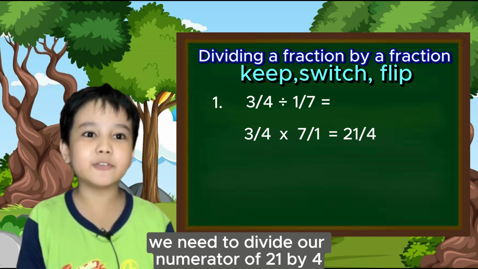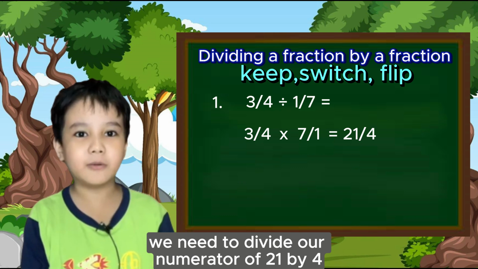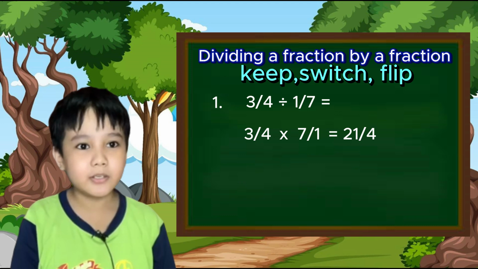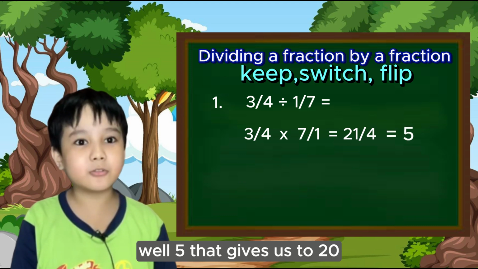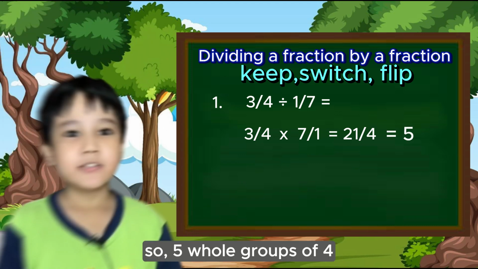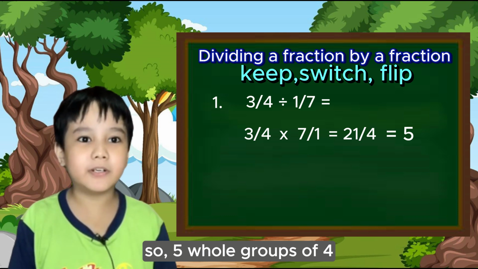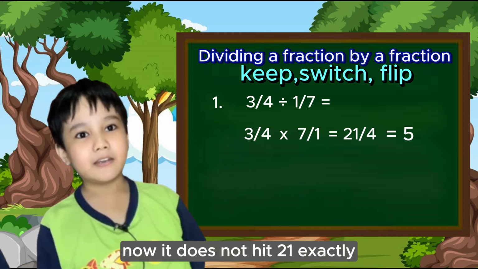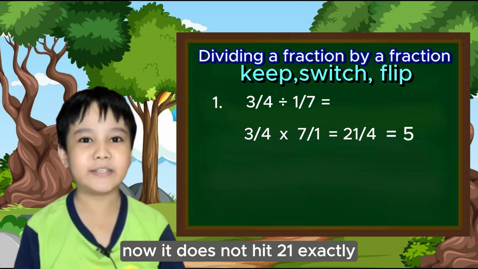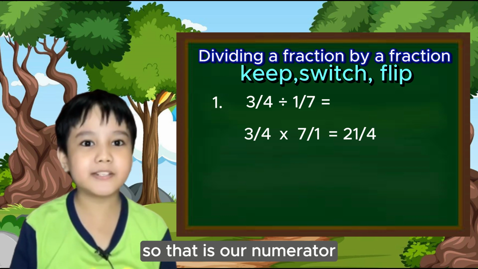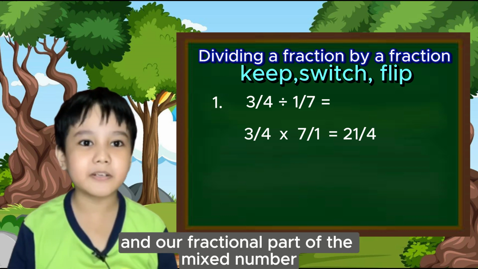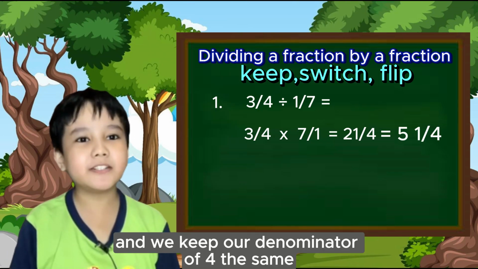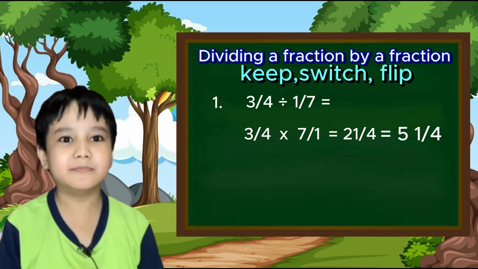We need to divide our numerator of 21 by 4. How many whole groups of 4 are in 21? Well, 5. That gives us 20. So, 5 whole groups of 4, that is our whole number of the mixed number here. Now, it does not hit 21 exactly. We have a remainder of 1, so that is our numerator and our fractional part of the mixed number. And we keep our denominator of 4 the same.